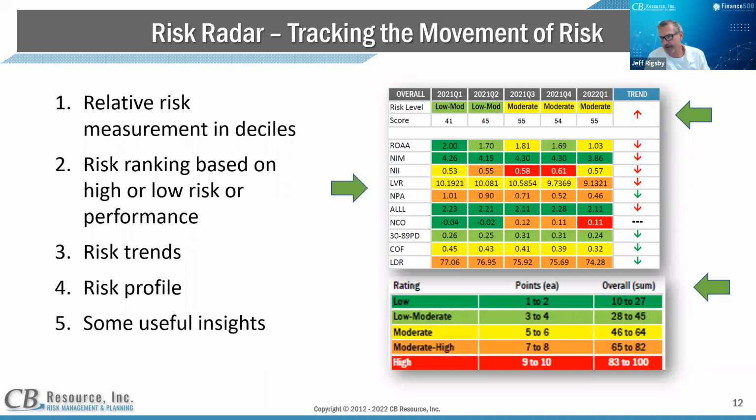And just a quick comment, I was going to bring up another one of my clients' radars because it's really interesting. When you look at literally the bottom 5 categories, which would be ALLL, net charge-offs, 30 to 80, 90 days past due, cost of funds, and loan to deposit ratio, all 5 of their categories are solid red. They run super hot on loan to deposit ratios. Their cost of funds isn't all that appealing. They tend to run a little higher in credit quality issues, but they're pricing in their risk reward.